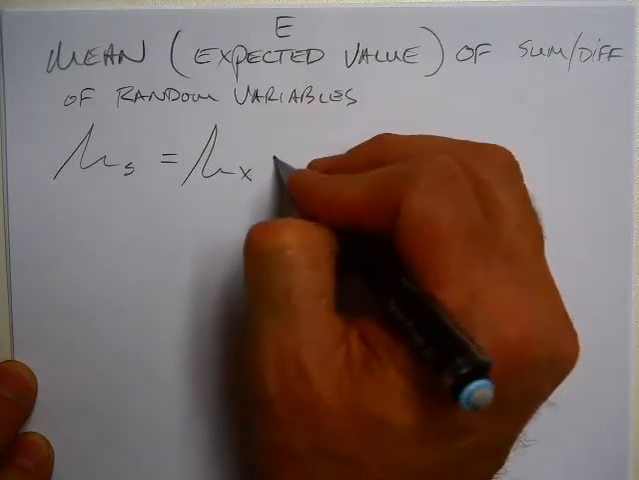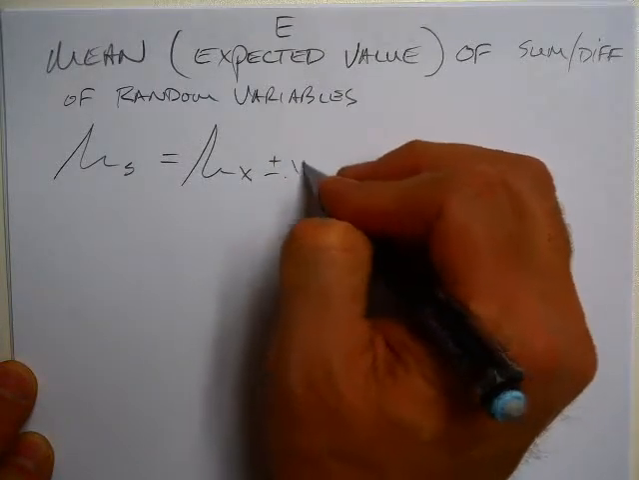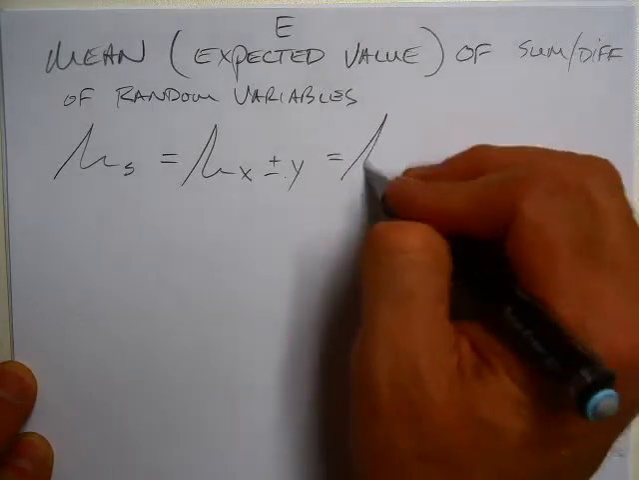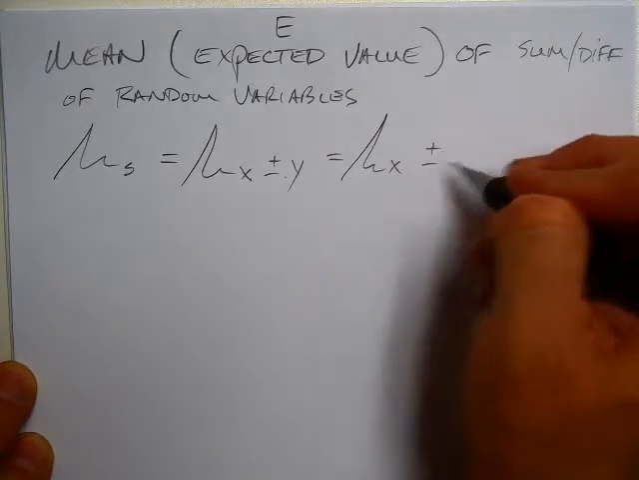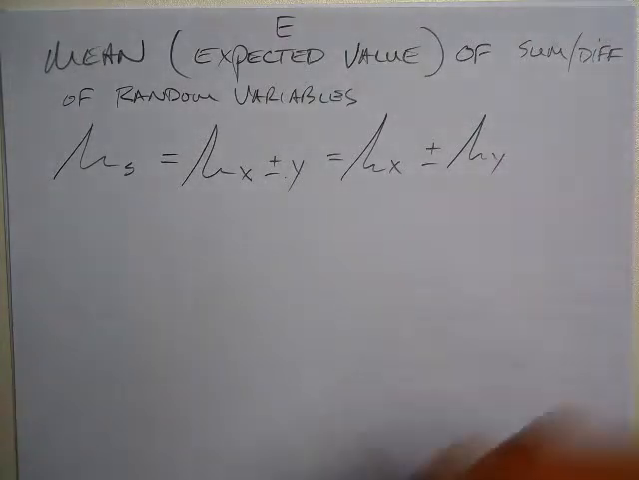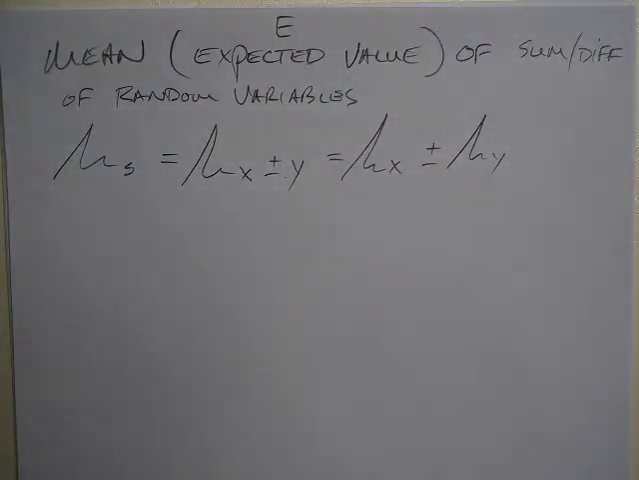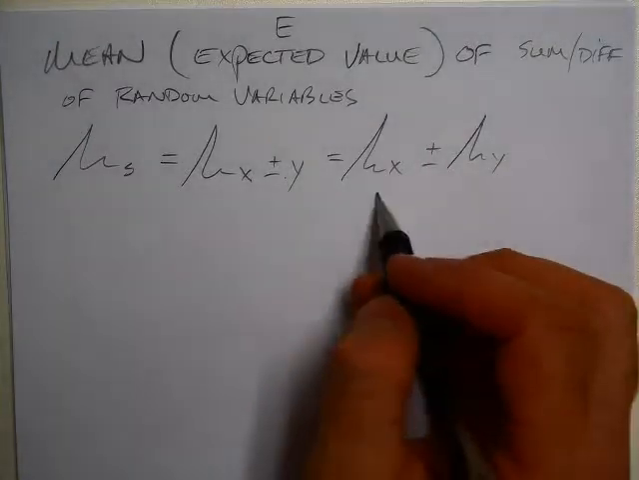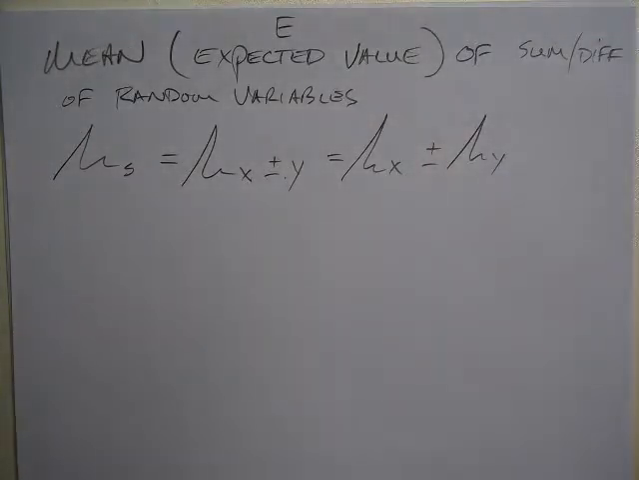is mu of x plus or minus mu of y, equals the mu of x plus or minus the mu of y. So if you want the sum, or technically the difference, all you have to do is add or subtract the means, your mean values. So if you're looking for this sum, it's easy when we're dealing with means. Standard deviation, not so much.